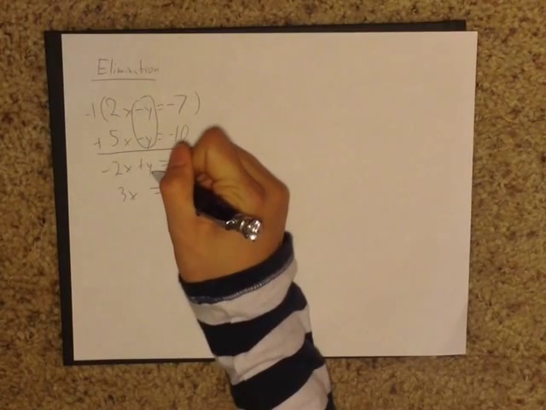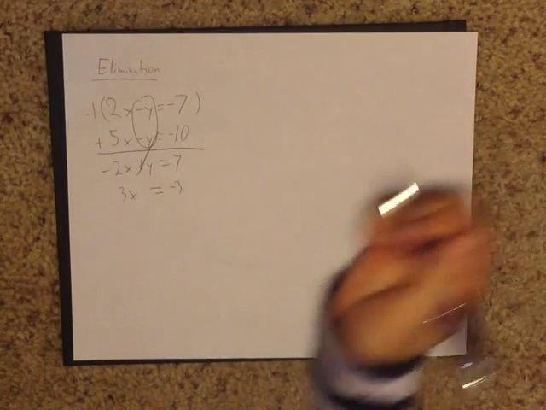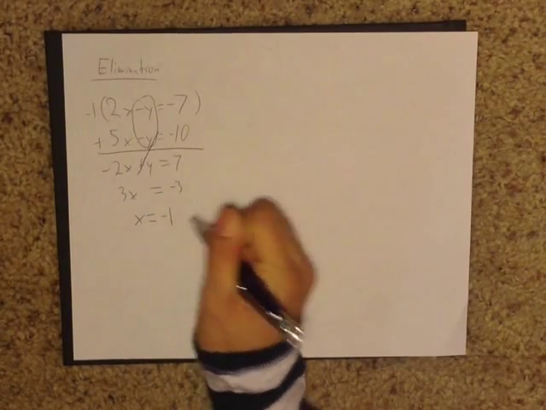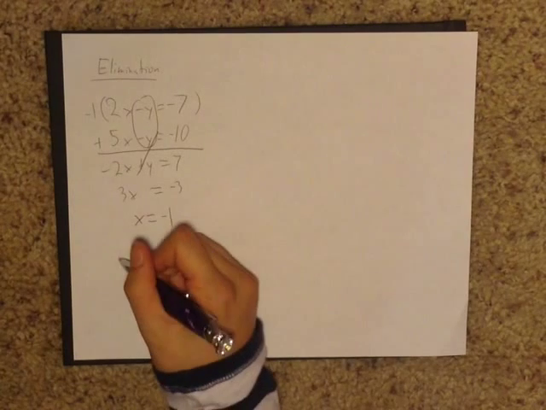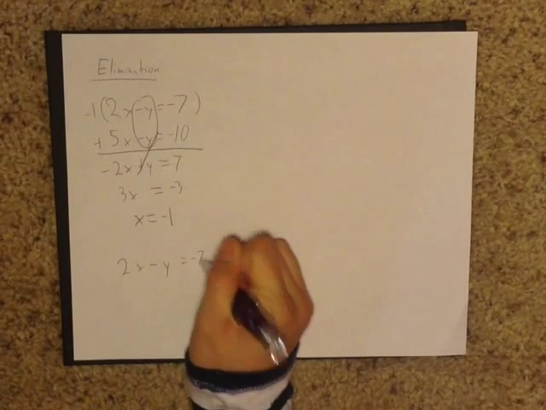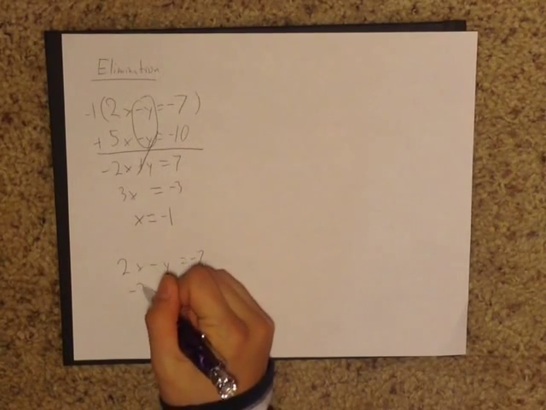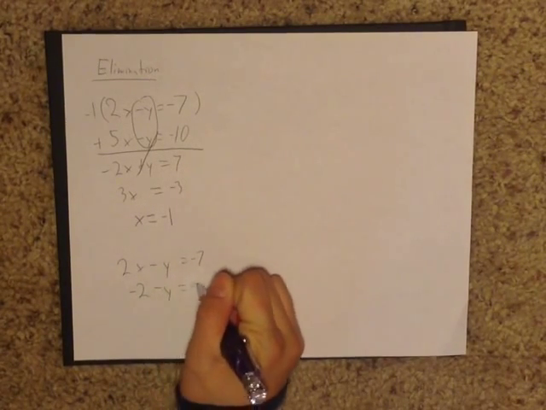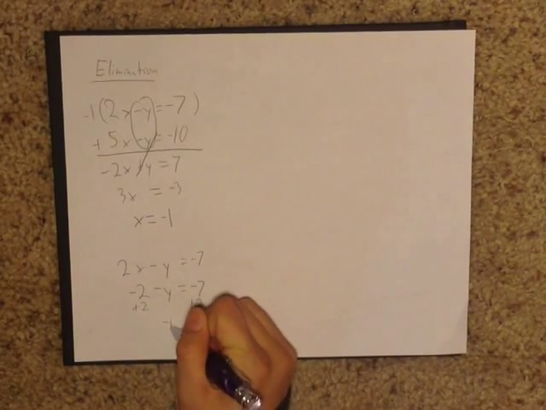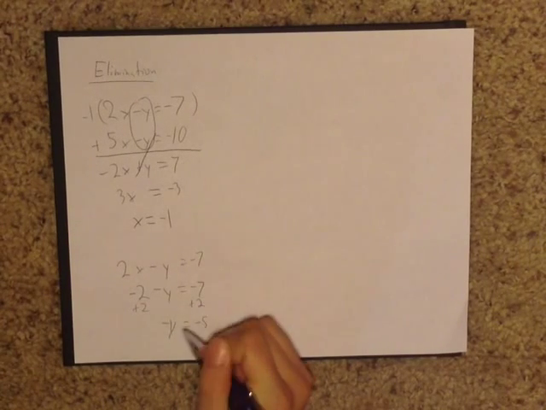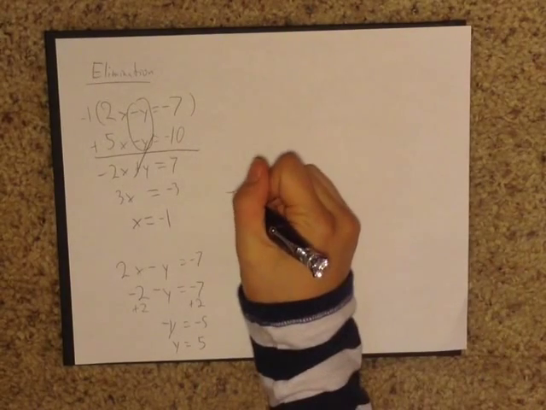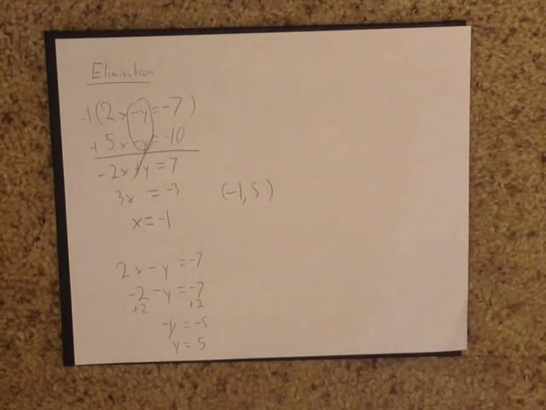So, let's simplify this. 3x equals -3. Since it's a negative y and a positive y, they completely go away. We can easily see that x equals -1. If we plug this back into one of our equations, so -2 minus y equals -7, we get negative y equals negative 5. However, we need y to be positive, so y equals 5. So, it's negative 1, 5. Same answer as we got in the other two.